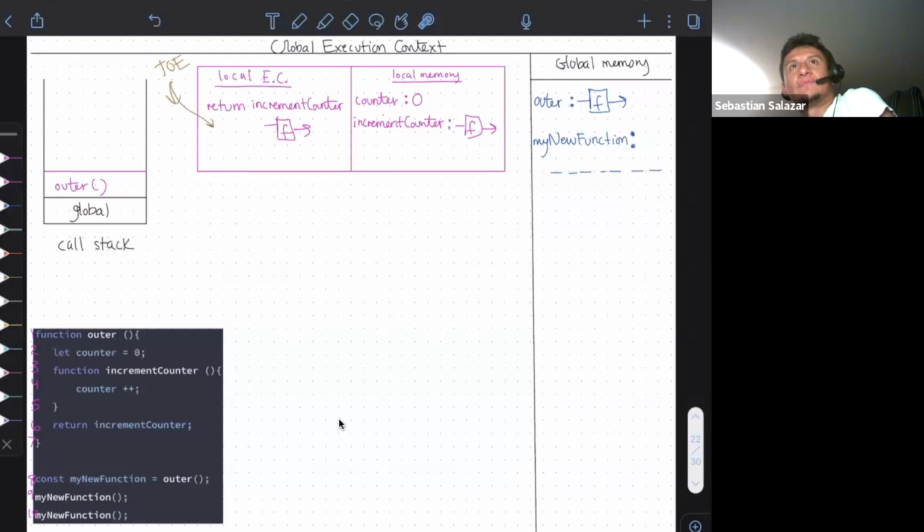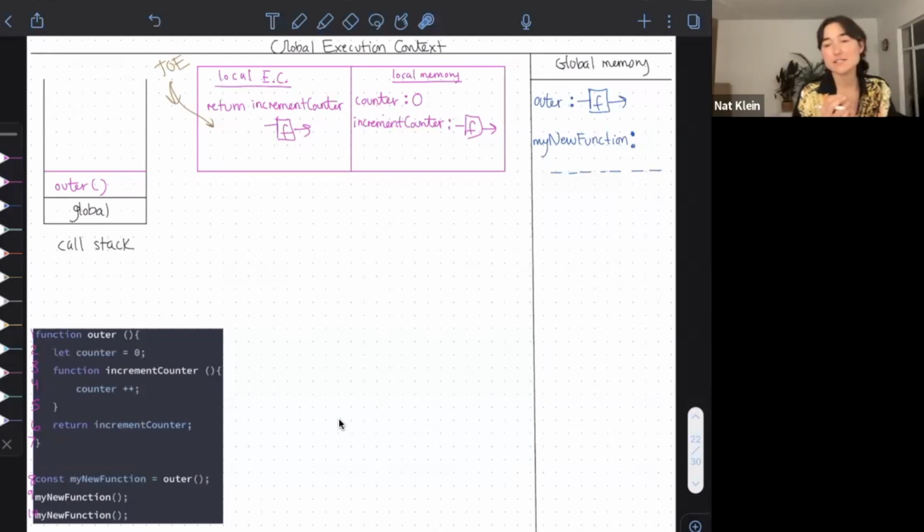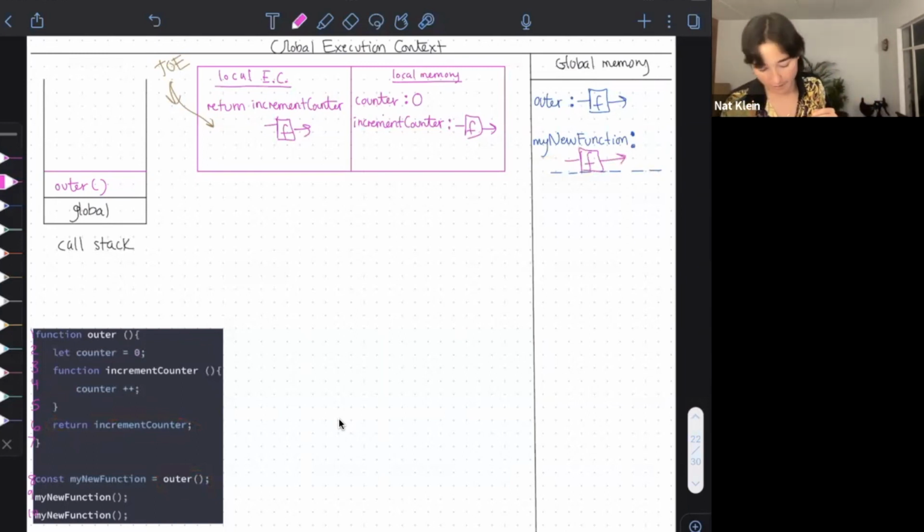So would that be the global execution context and the global memory? In this case, yes, we're returning it out to global memory. Specifically, the function definition, the return value of outer, is going to be stored under the label my new function. And we know that because this return value is going to be returned to wherever the function was invoked. So outer was invoked right here as what's going to be the value of my new function, and my new function is a constant that we're declaring in global memory. So it's out here in global memory. Awesome. All right, cool.